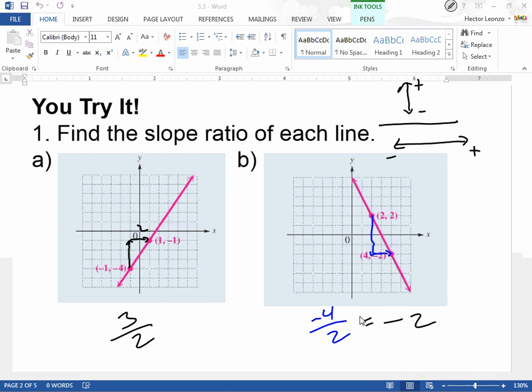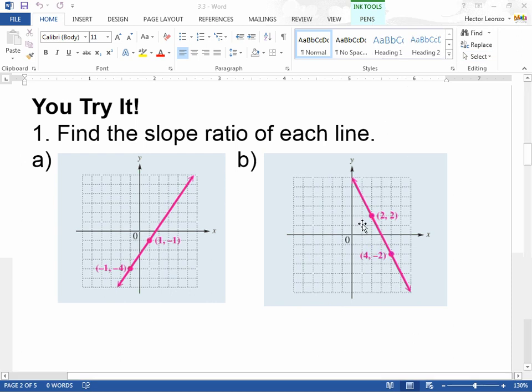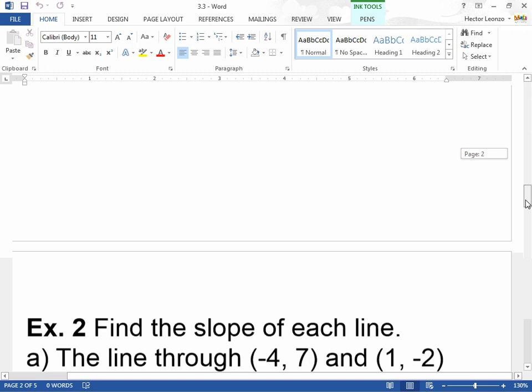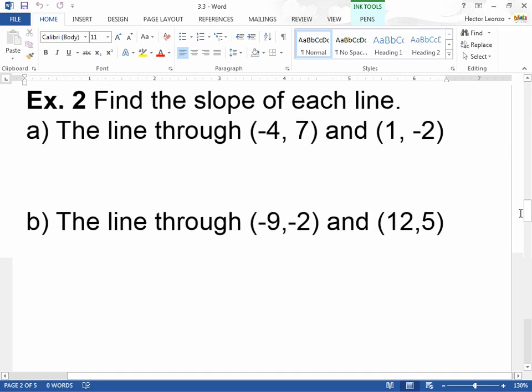I said most of the time our ratio will be fractions, but obviously not always. Most of the time they will, but not always. So it's okay. Negative 2 is fine for a ratio, for the slope. Fractions are fine as well. But whenever I give you guys a graph, you can easily count the squares, right? It's easy to count the squares. The problem will be when you don't have a graph. You can create a graph, plot those points, and count the squares.